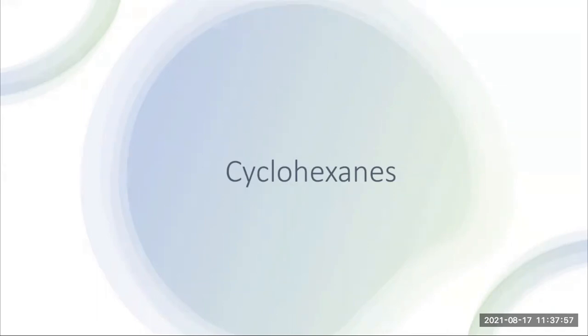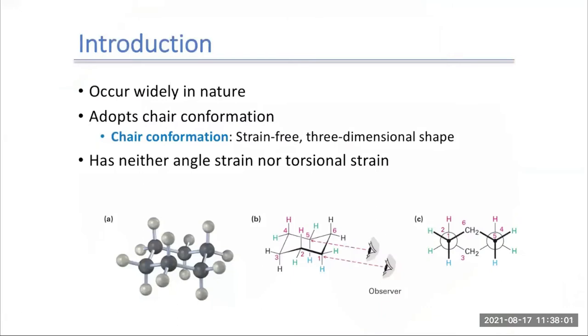In this video, we'll learn about cyclohexanes. Previously, we looked at cyclopropane, butane, and pentane. So we looked at our smaller cyclic rings. Now we're going to focus exclusively on cyclohexane because cyclohexane occurs widely in nature. It's one of the most common ring shapes you see in nature.